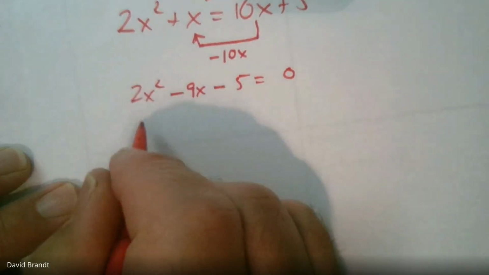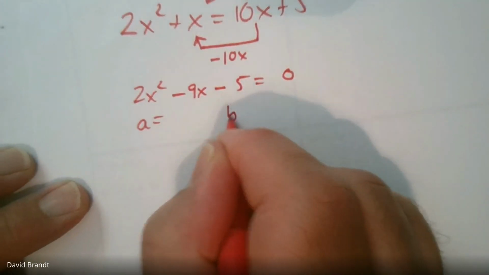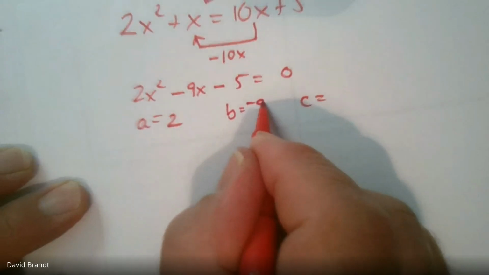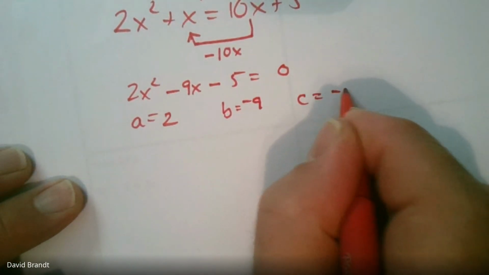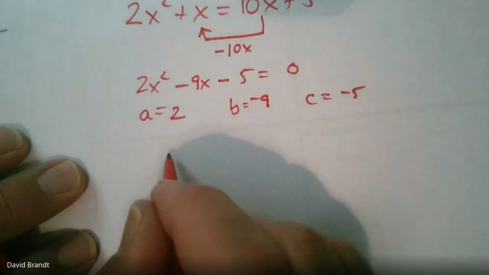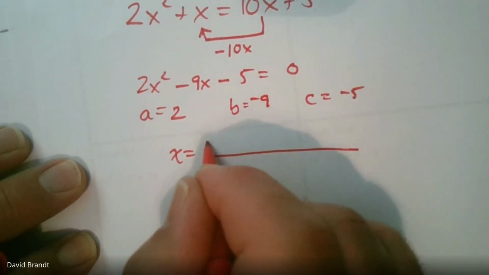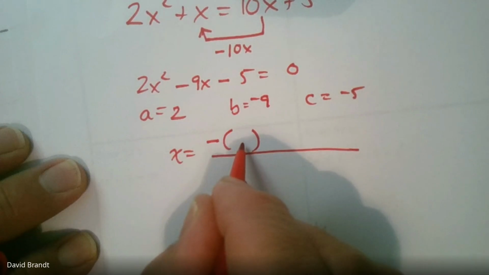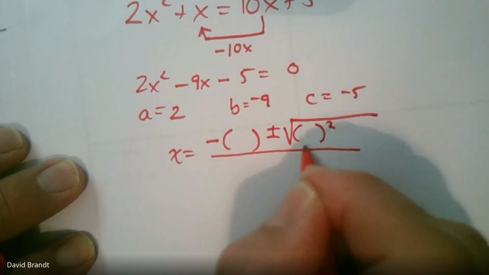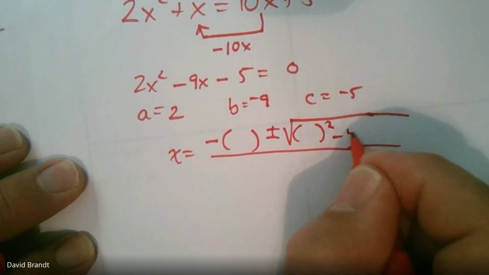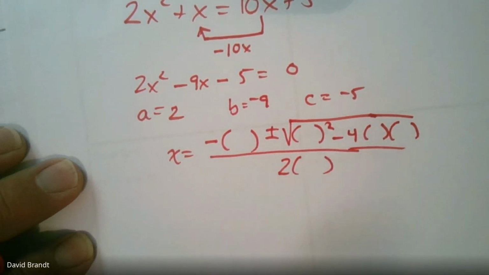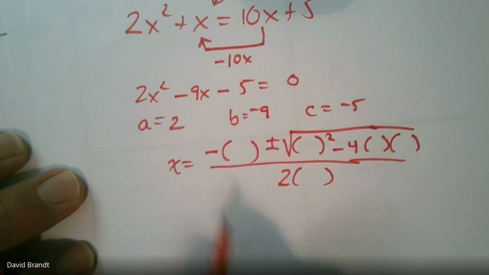All right, so now let's identify what A, B, and C are. Well, A is the number in front of the square. B is the number in front of the x. C is the number on the end that's by itself. Okay, let's write down the quadratic formula. The quadratic formula is negative b, that's where the b is going to go, plus or minus the square root of b squared minus 4ac all over 2a. Now I'll just plug everything in.